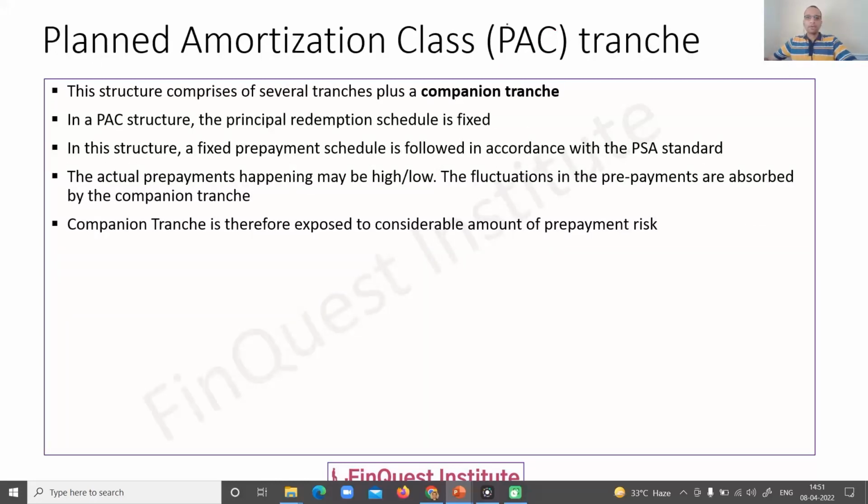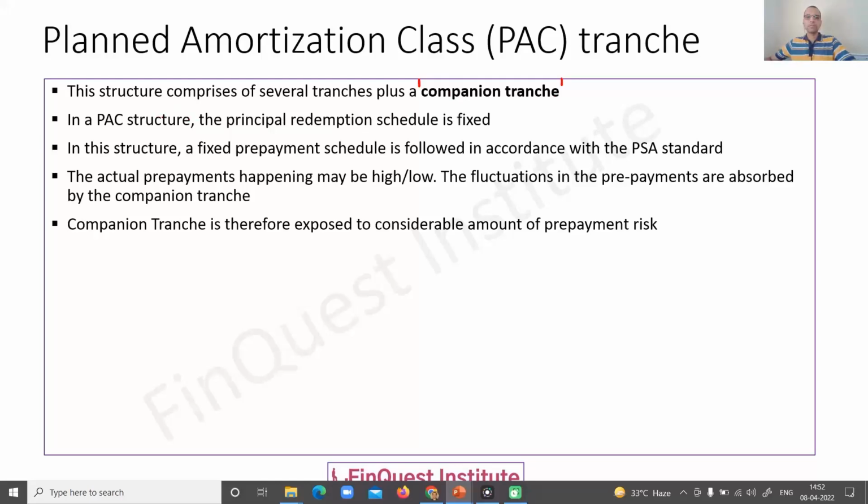Then we have a PAC tranche or a planned amortization class. Now, in this structure, there are several tranches plus what we call a companion tranche. A companion tranche is there for handling any kind of prepayment risk which this entire structure is exposed to. Because we know that in the MBS securitized market, there is a considerable amount of prepayment risk which investors are exposed to. For addressing the issue on prepayments, this companion tranche has been created.